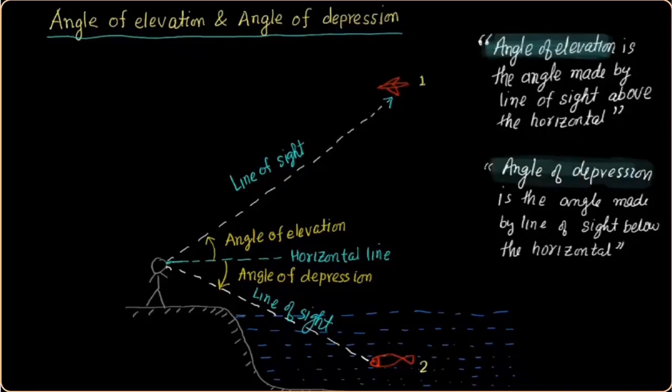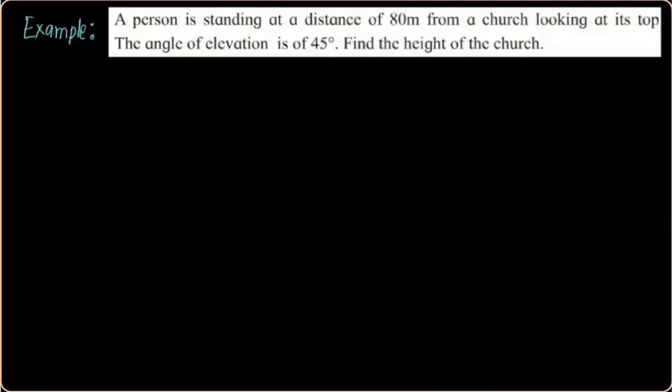So now we will take one example to understand the concept clearly and how it is applied. So we have a very simple example, friends. If you see the question here, a person is standing at a distance of 80 meters from a church, looking at its top. The angle of elevation is 45 degrees. Find the height of the church. So let's understand the question first.